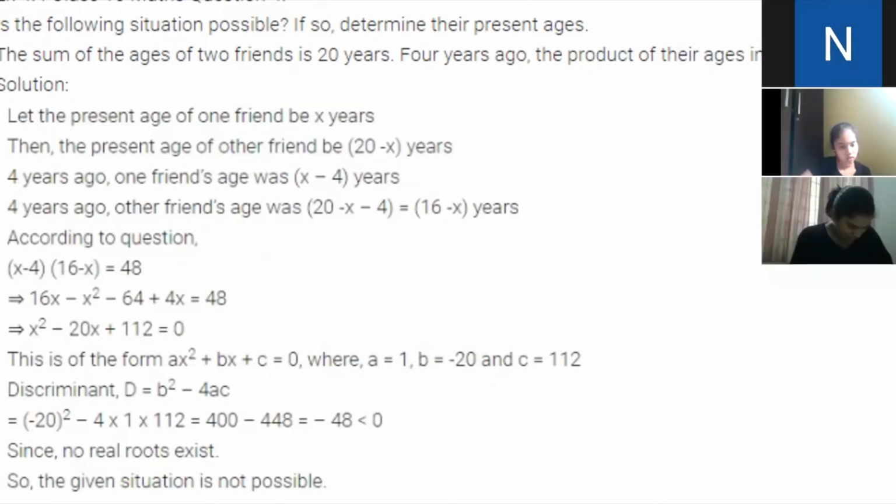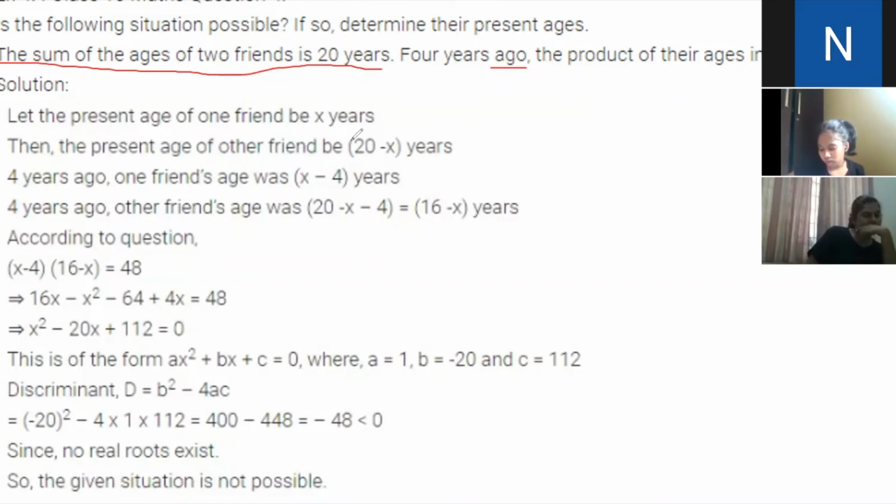Is the following situation possible? If so, determine their present ages. The sum of the ages of two friends is 20 years. 4 years ago, the product of their ages in years was 48. The sum of the ages of two friends is 20 years, together 20 years. One boy is 8, another is 12. One is 15, one is 5. No, like that, we don't know that.